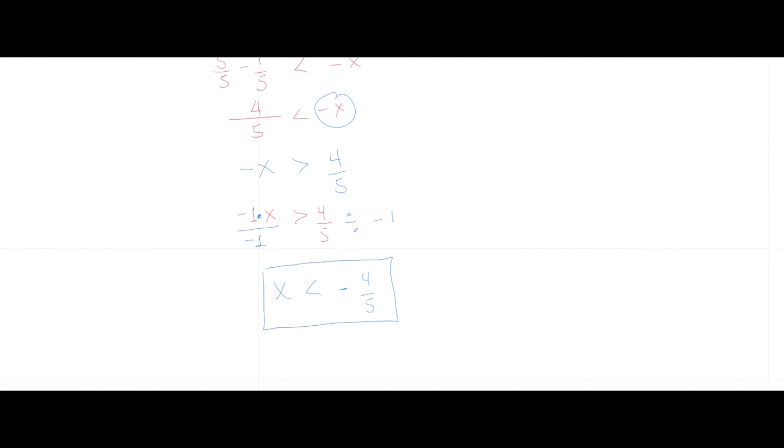If you want to graph this really quick, it's going to be like this. This number right here is, if you divide 4 by 5, that's going to be 0.8. So this is negative 0.8. Okay. This is the number 0, 1, 2, 3. This could be -1, -2, -3, -4, -5, and the numbers never end, right?